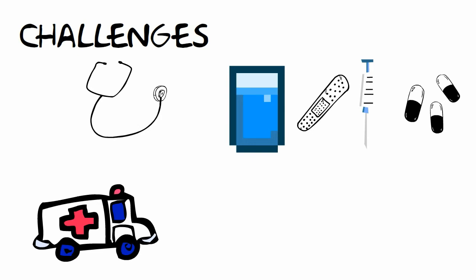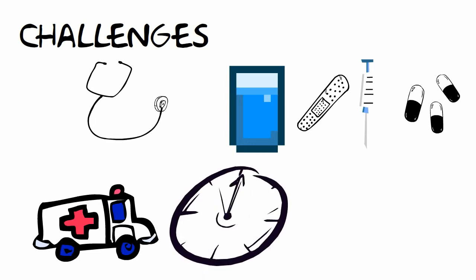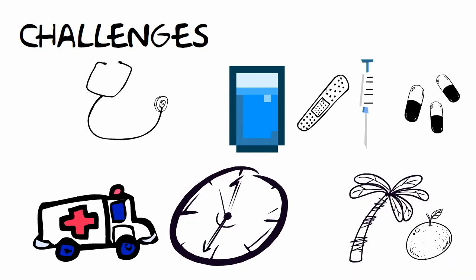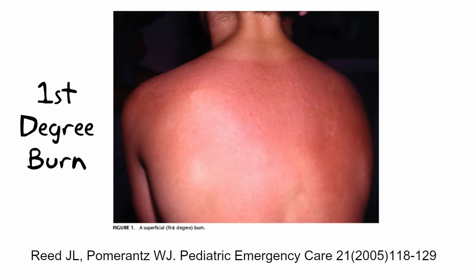Unfortunately, many children also present for care late, and some of these children may have received local traditional treatments that may cause additional harm. Burn injuries are classified by the depth of burn and the extent of the body surface area that is involved. This first photograph illustrates a child with a first-degree burn.